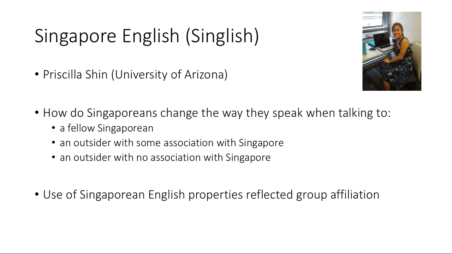Then she gave them an interview. Priscilla has some associations with Singapore, but she's also from the States, so she was sort of halfway an insider, halfway an outsider. And then she had them speak with an outsider who had absolutely no association with Singapore. She measured those features I mentioned before, consonant cluster reduction and aspiration of stops, and found that the more insider the interviewer was, the more people would be using these characteristics of Singapore English. Again, this shows that people really can manipulate the way that they talk in a really fine-grained way to reflect the communicative situation that they're currently in.